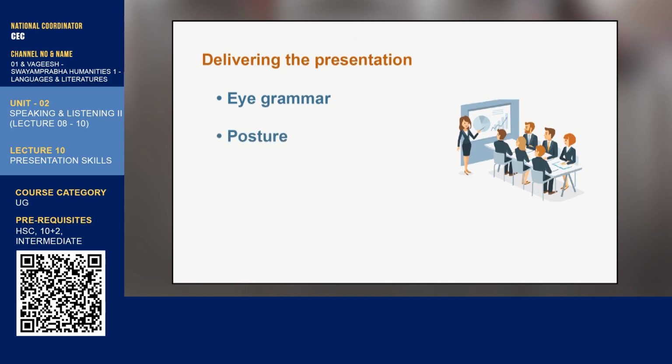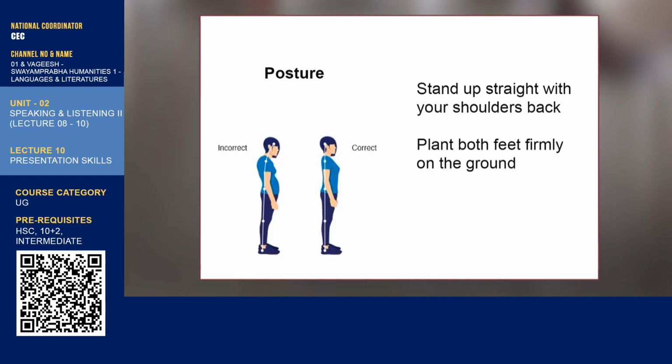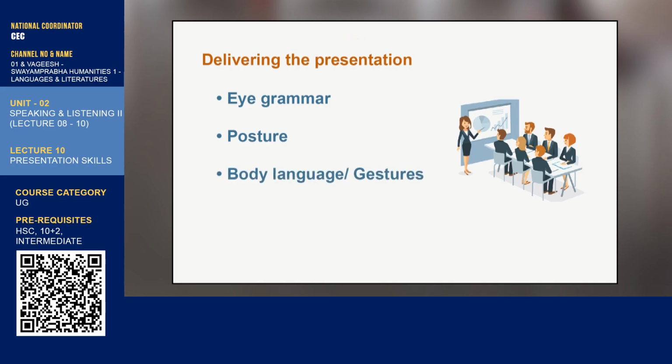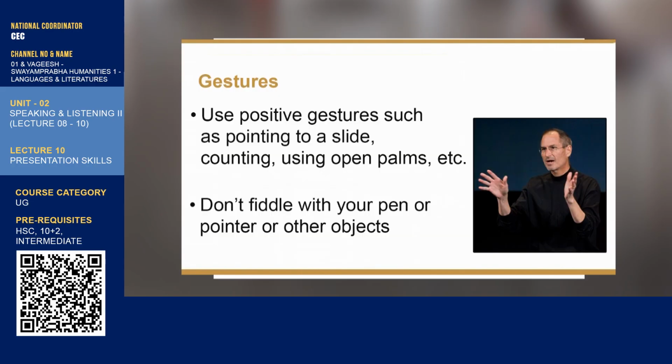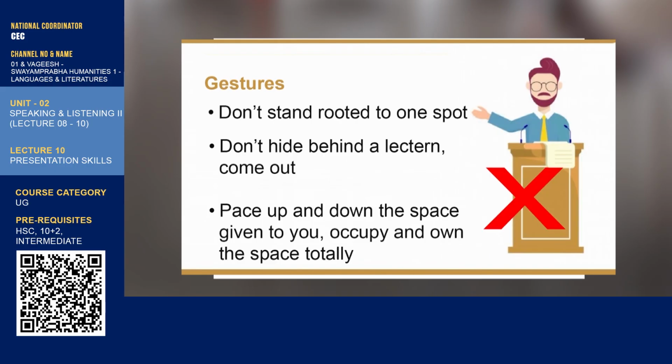Posture. Stand up straight with your shoulders back. Plant both feet firmly on the ground. Gestures. Use positive gestures such as pointing to a slide, counting, using open palms, etc. Don't fiddle with your pen or pointer or other objects near you. Don't stand rooted to one spot. Don't hide behind a lectern. Come out, pace up and down the space given to you. Occupy and own the space totally.